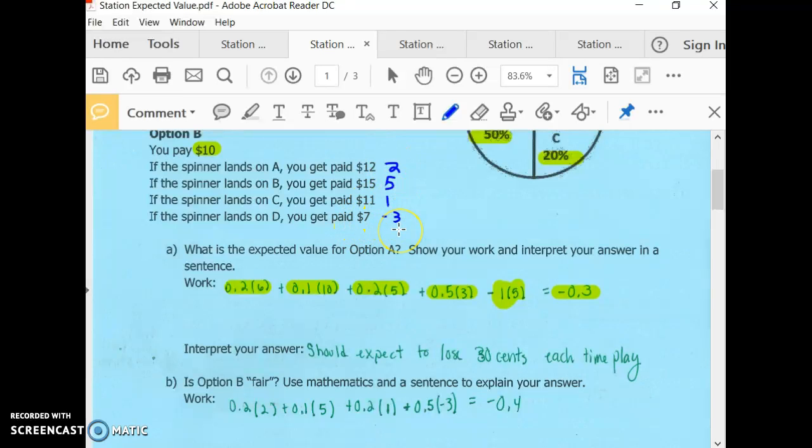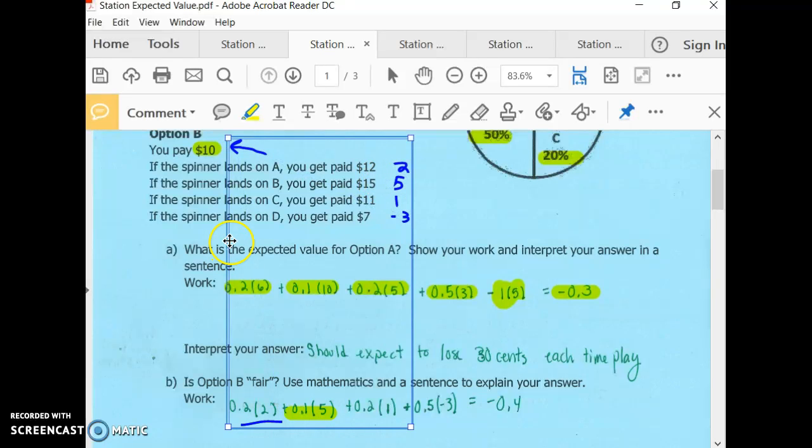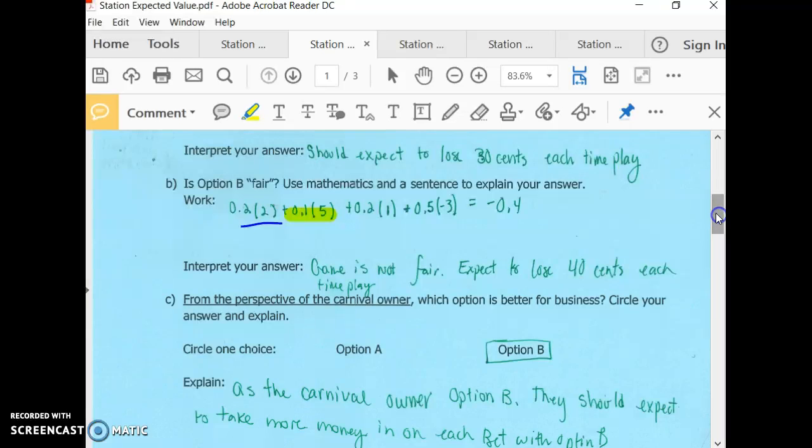So when I come down here, instead of using 12, 15, 5, 11, I've already taken into account that I paid $10. So 0.2 times 2. And then I'm going to have 0.1 times my 5 value I have from up there. And then I'm going to have 0.2 times 1 and then 0.5 times a negative 3. So when I calculate that out, I'm going to get a negative 0.4.